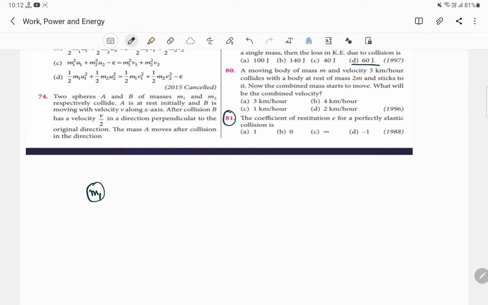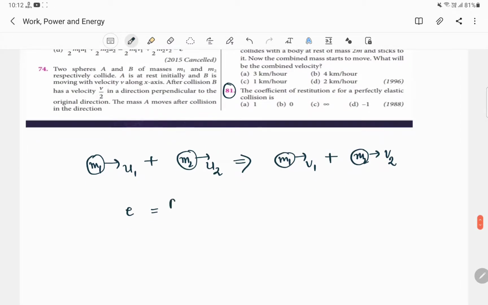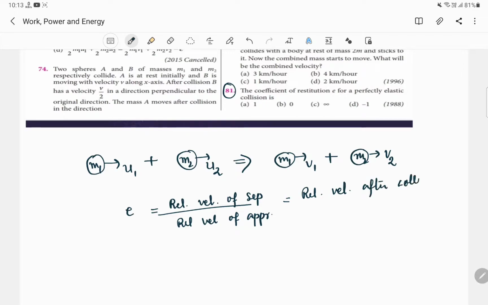Let us take this m1 initially moving with a velocity u1 and it collides with a particle of mass m2 which was initially moving with a speed u2, and after collision let us take their respective velocities to be v1 and v2. What will be the coefficient of restitution? It is simple. It is the relative velocity of separation divided by relative velocity of approach, or you can put it like this: the relative velocity after collision, since separation means after collision, divided by the relative velocity before collision.